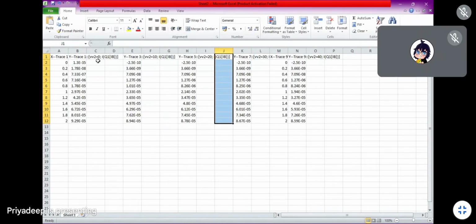Now, coming here to the F column, you can see VBB is equal to 10. Then this is VCE equals to 10, and these are the IB values when the VCE is equal to 10. Yes, ma'am. Similarly, it will go on for 20, 30 and 40.